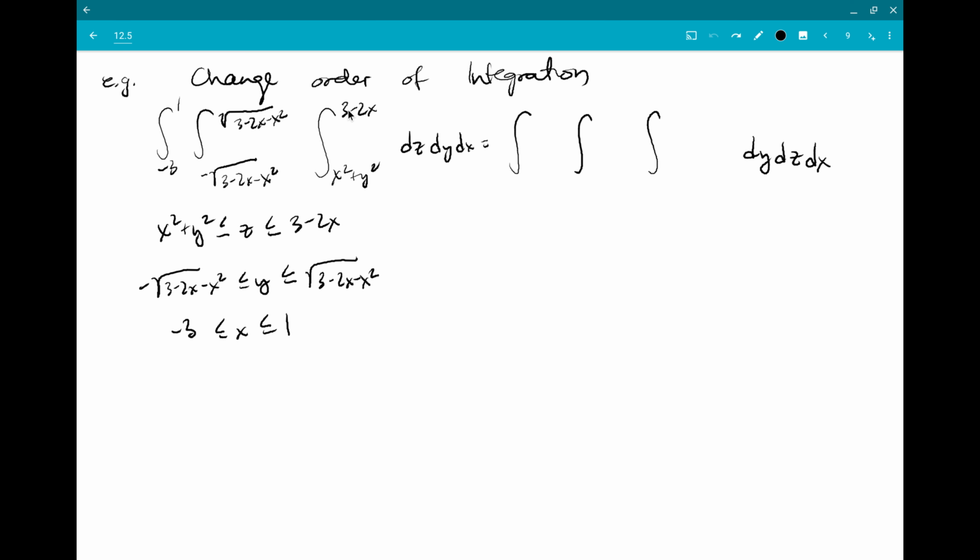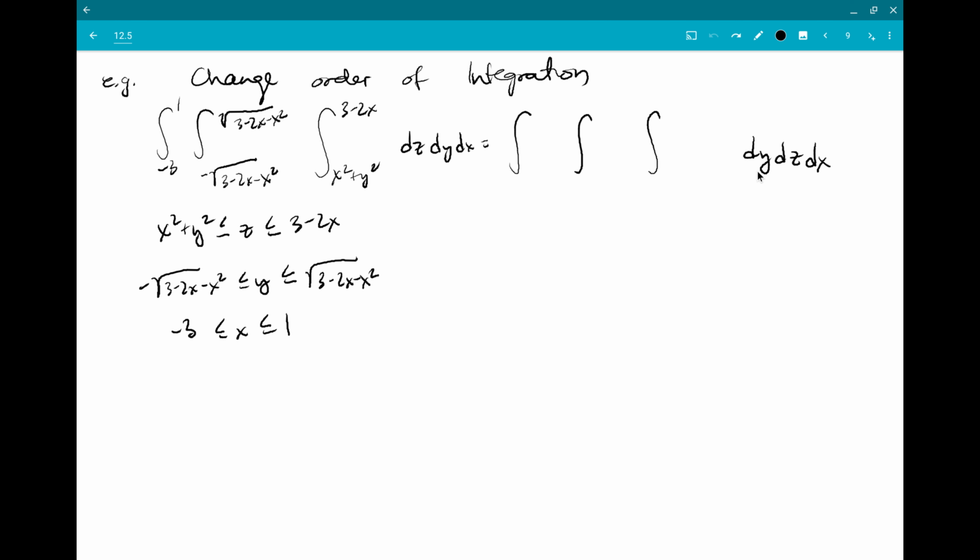So this integral's bounds tell us that z falls between those two values. The bounds for y tell us that y falls between these values, and the bounds for x tell us that x falls between these values. And I just need to fill in the new order of integration.